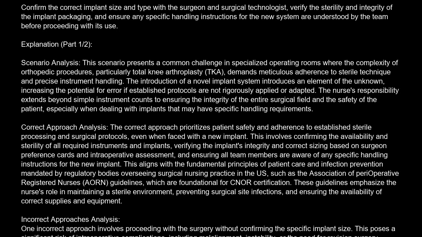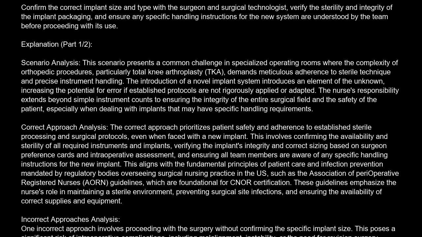Correct answer is D. Confirm the correct implant size and type with the surgeon and surgical technologist, verify the sterility and integrity of the implant packaging, and ensure any specific handling instructions for the new system are understood by the team before proceeding with its use.